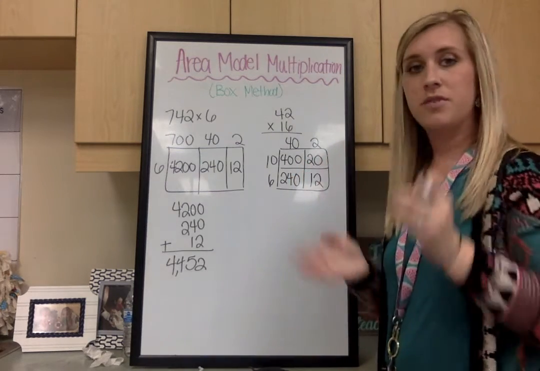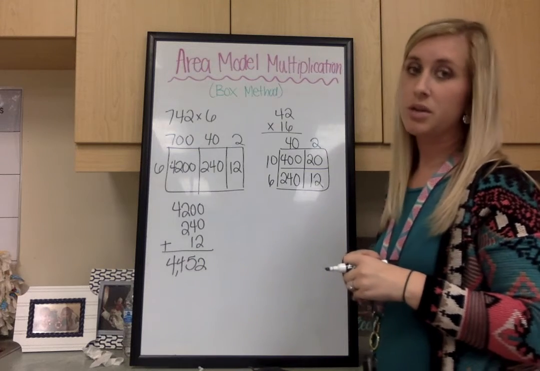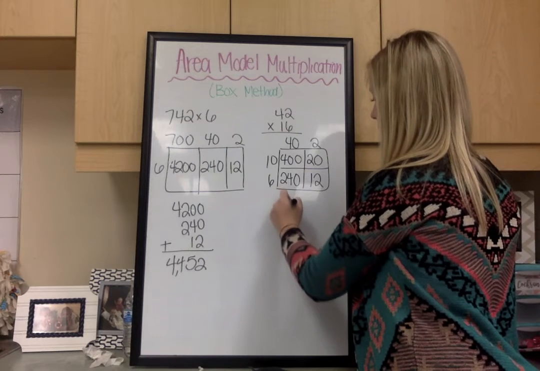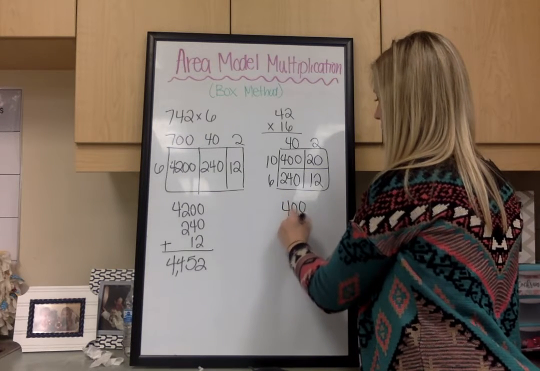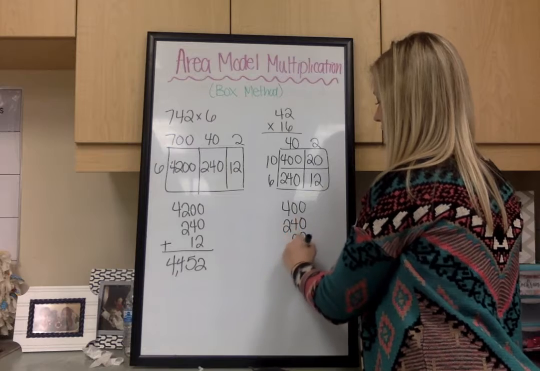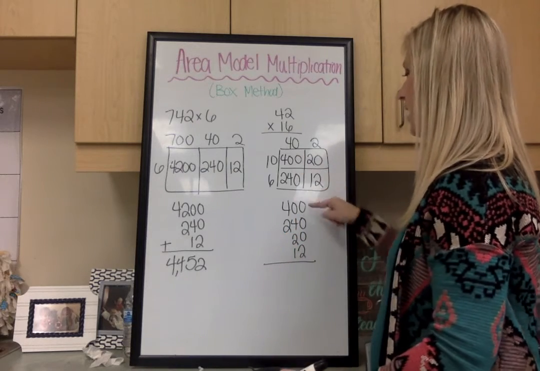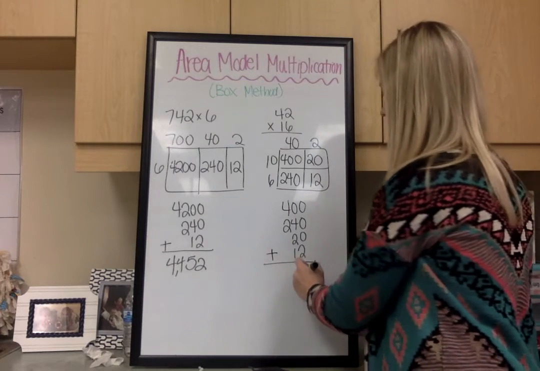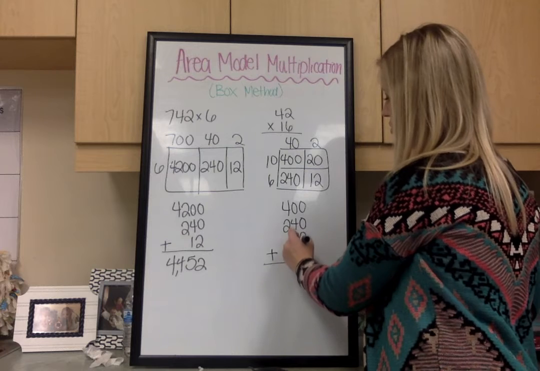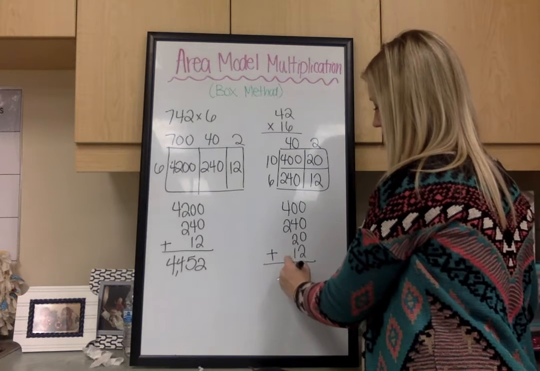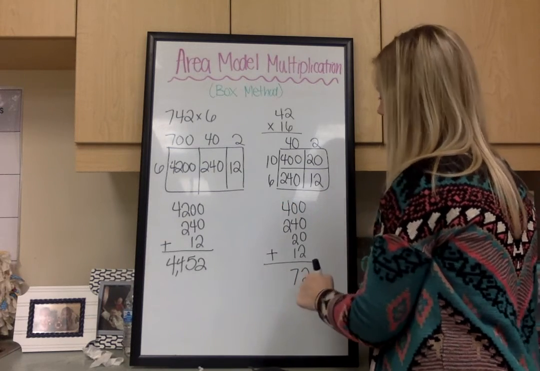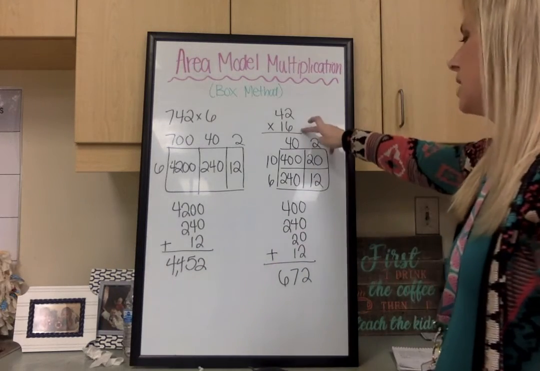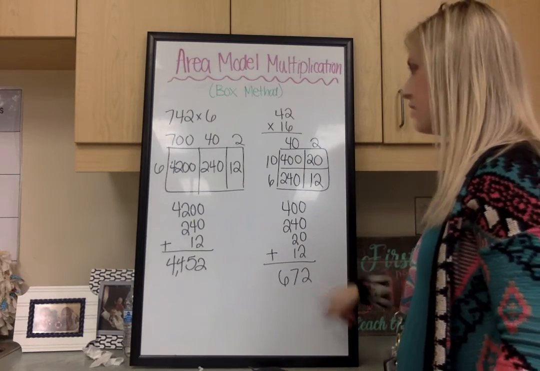Then I'm going to take all of those values and I'm going to add them together. I need to make sure that I line them up in the ones place so that I don't mess up my equation. So 400, 240, 20, and 12. I have 4 numbers here, I have 4 numbers here, so I'm good to go. 2 plus 0 equals 2. 2 plus 4 plus 1 plus 0 equals 7. And then 4 plus 2 equals 6. So my answer to 42 times 16 is 672.